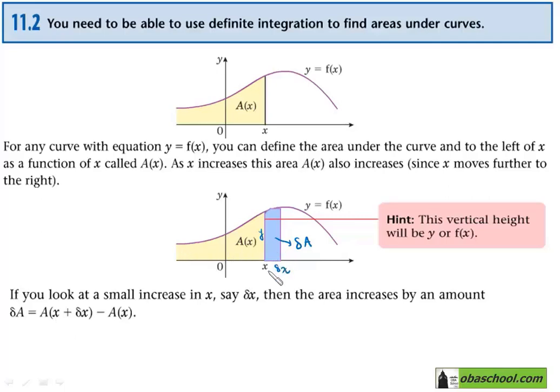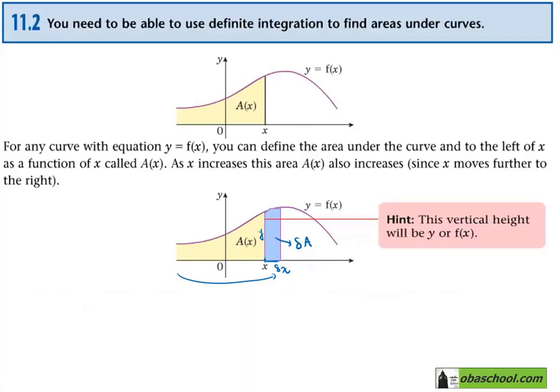Delta A is all of this area, which is the area at x plus delta x. So it is A of x plus delta x minus A of x. Subtracting the small area from the large area will result in the small amount of change in the area.